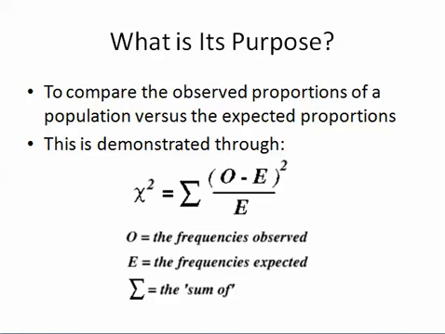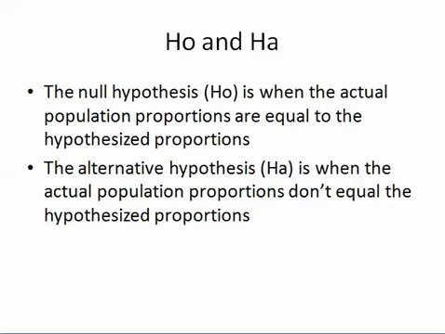This is demonstrated through chi-squared equals the summation of the observed frequencies minus the expected frequencies, squared, divided by the expected frequencies. The null hypothesis is when the actual population proportions are equal to the hypothesized proportions. The alternative hypothesis is when the actual population proportions do not equal the hypothesized proportions.